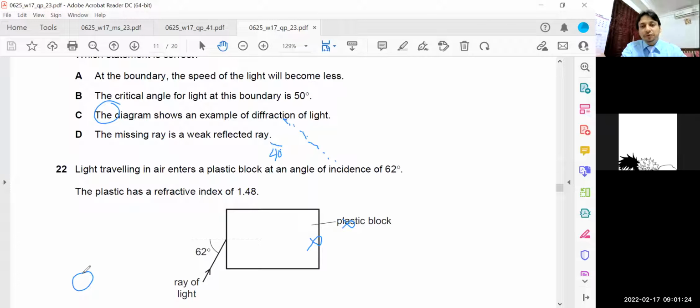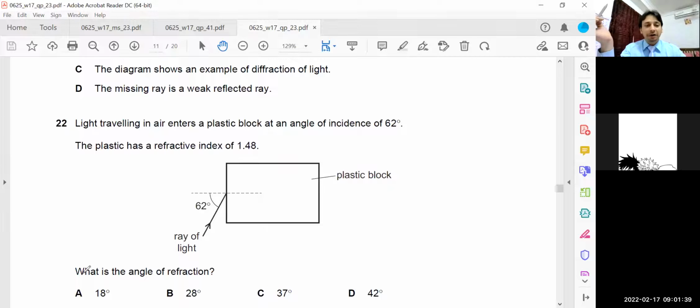Question number 22. Nowadays, many students are asking for solutions to this kind of question. So listen carefully for the best explanation for question number 22. Light traveling in air enters a plastic block. It may be a plastic block, it may be a glass block, children, whatever is given in the exam.